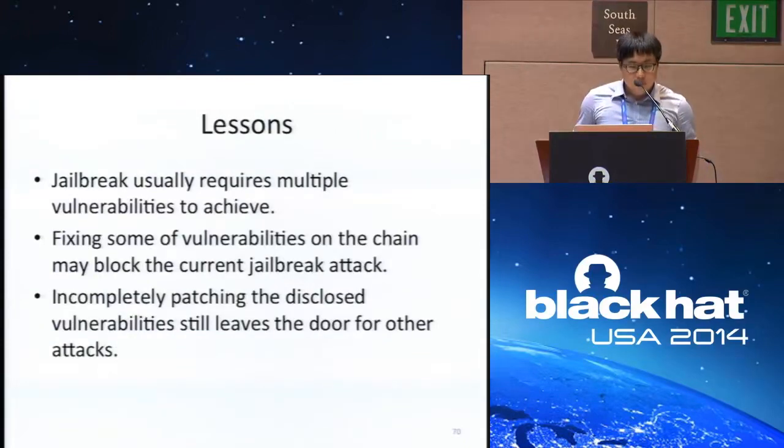To conclude the talk, we learned that a jailbreak usually requires multiple vulnerabilities to achieve rooting of the process. Evasion 7 chained 9 steps of vulnerabilities to achieve jailbreak. And more importantly, as Apple did in iOS 7.1 up to iOS 7.1.2, fixing some of the critical vulnerabilities may block the attack, but not completely patching the publicly disclosed vulnerabilities still leaves the door open for other attacks, as we showed throughout the talk.